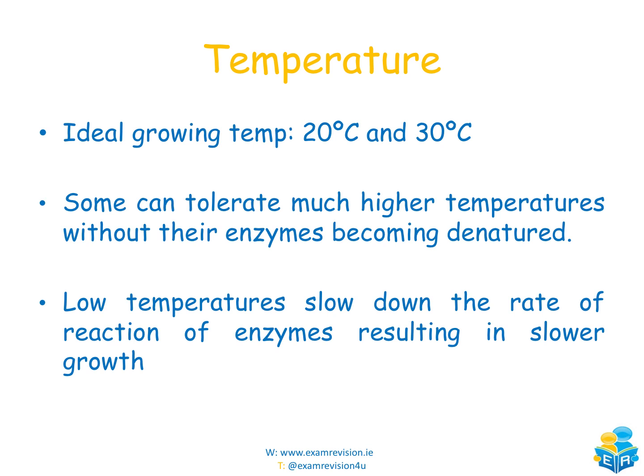The first one is temperature. So the ideal growing temperature for most bacteria is between 20 and 30 degrees. So you'll probably recognize there that room temperature actually falls within that range. Now, some can tolerate much higher temperatures without their enzymes becoming denatured. So enzymes are really, really important for bacteria. This whole idea of enzymes being denatured, that's where the enzyme loses its shape. And the shape is the most important thing for enzymes, so they basically become useless.